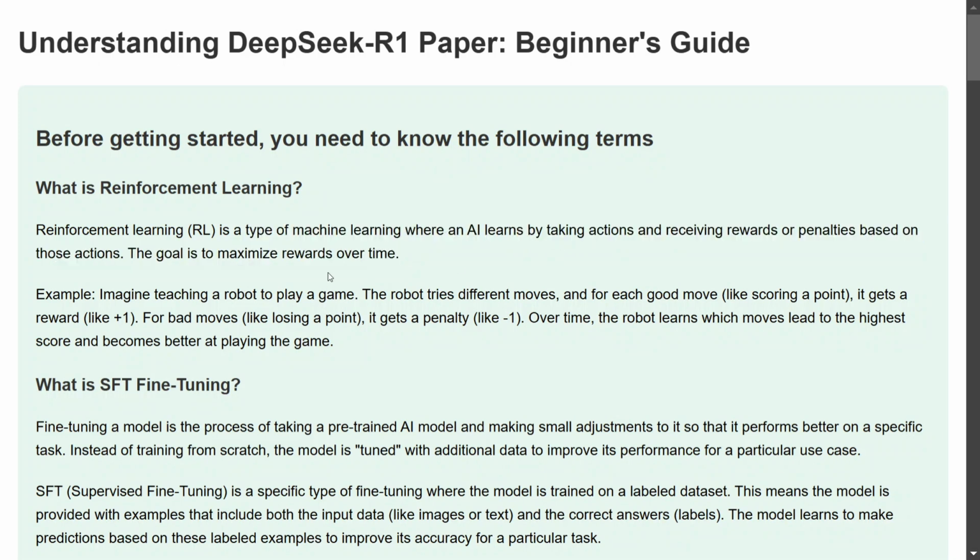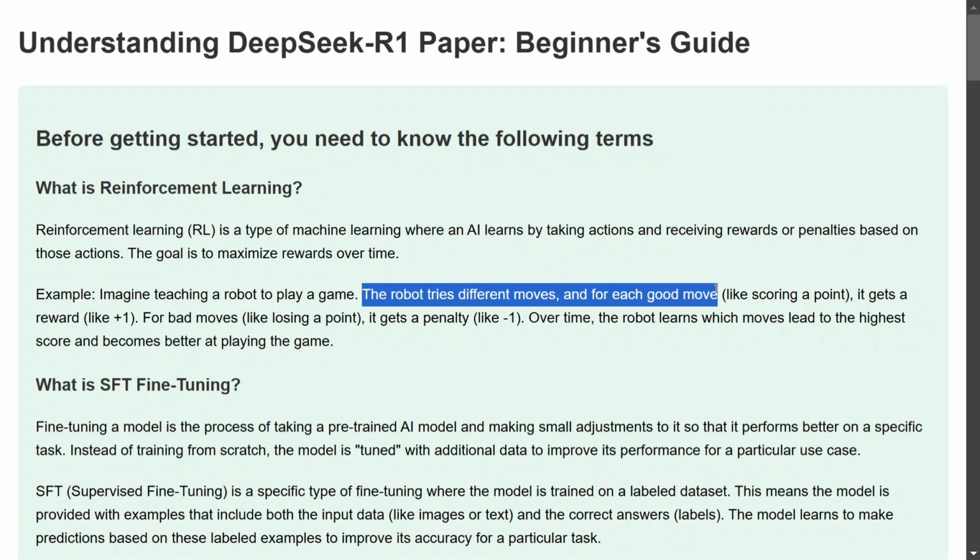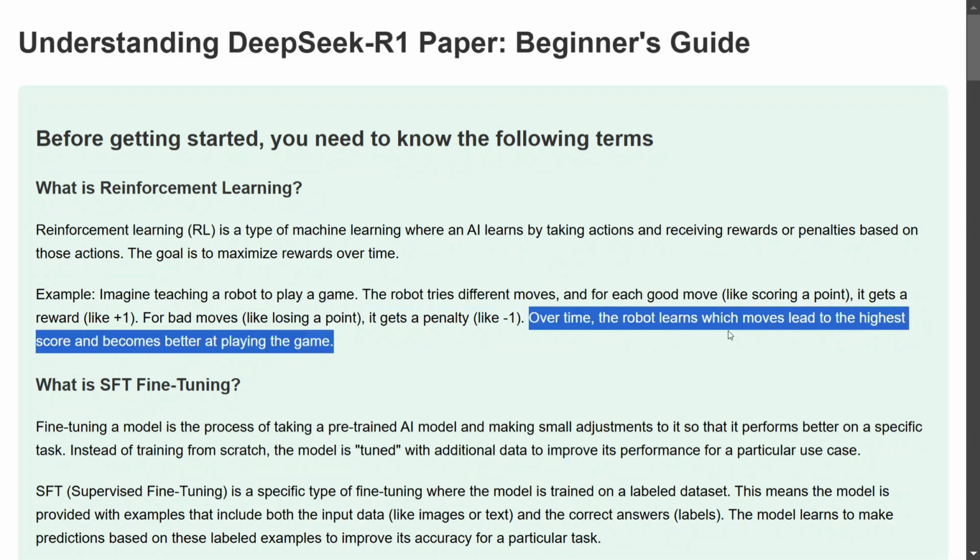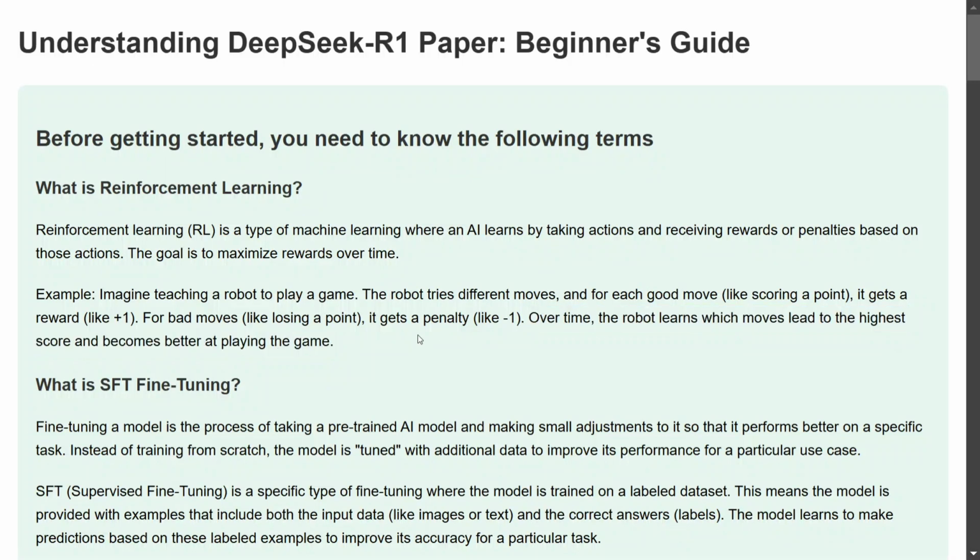For example, you're teaching a bot to play a game. The bot tries different moves. For each good move, like for example, it is able to score a goal, you're playing football, it gets a +1 reward. For bad moves, it gets a -1 reward. Over time, the bot will learn which moves to play so that it will get a positive reward. This is how the basic reinforcement learning works.